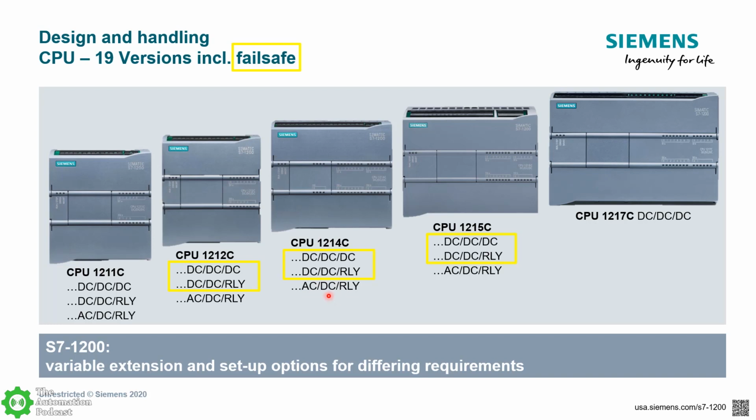So 24 volt DC, that's the only option. We don't have relay inputs that are built into the CPU. You can get that with an expansion I/O card. The outputs you can get either in 24 volt DC, or RLY stands for relay outputs. And those relays can either be AC or DC signals.